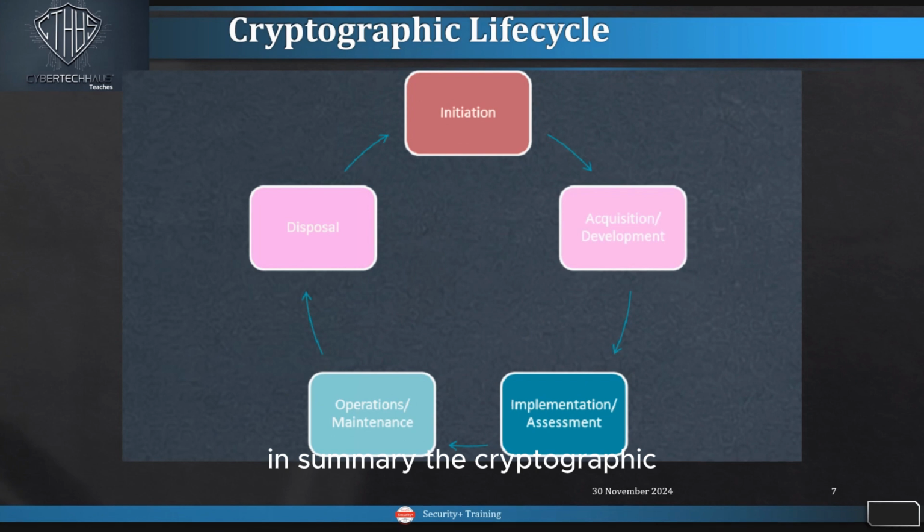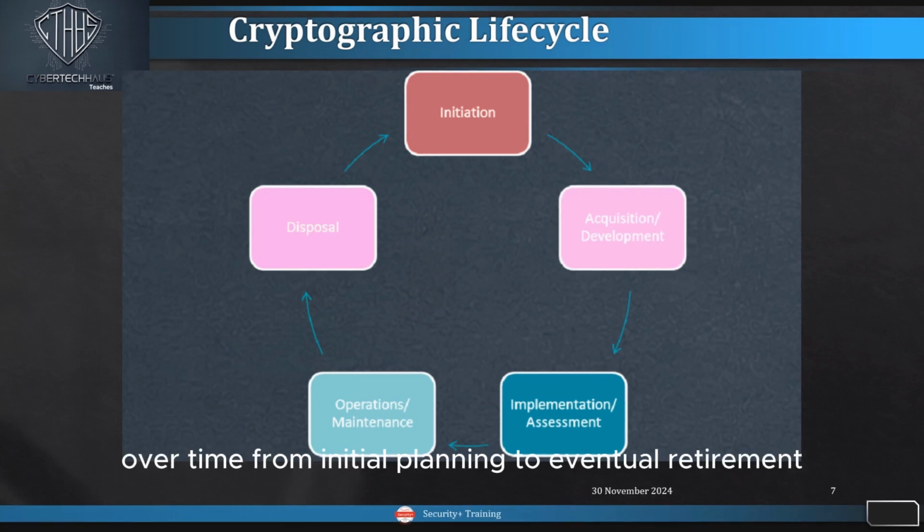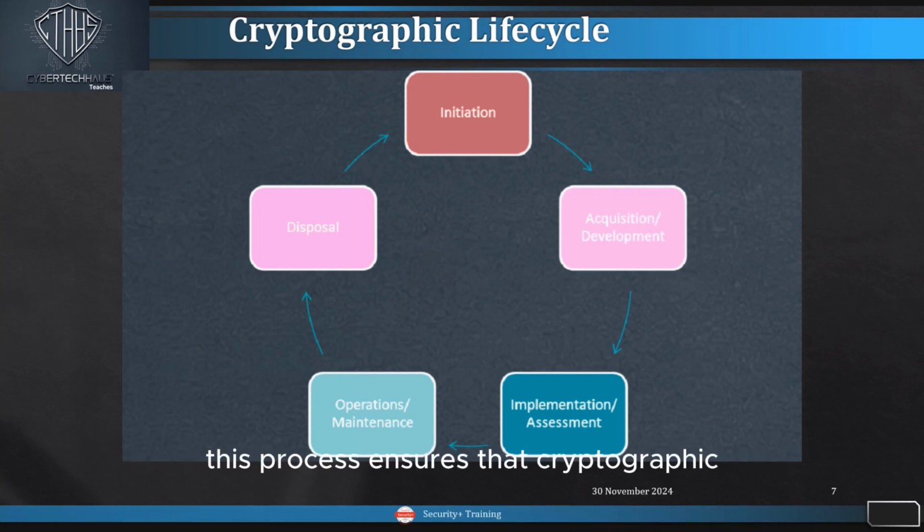In summary, the cryptographic life cycle helps organizations manage cryptographic systems over time, from initial planning to eventual retirement. This process ensures that cryptographic protections remain strong and adaptable as security needs change.